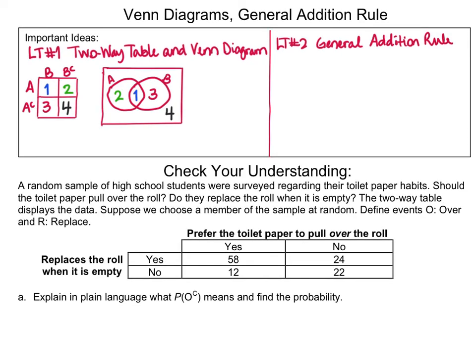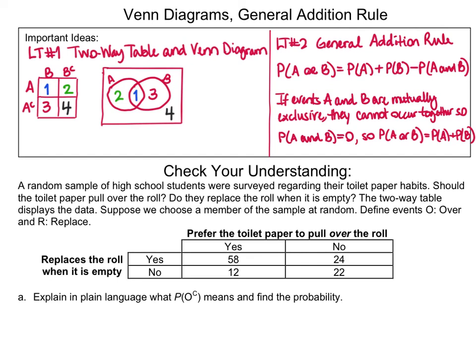Formally, in probability notation, the general addition rule reads, the probability of A or B is equal to the probability of A plus the probability of B minus the probability of A and B. And that means where they overlap. We talked about an addition rule before for mutually exclusive events. And if events A and B are mutually exclusive and they can't occur together, then the probability of A and B is equal to 0, and that would then reduce down to the probability of A or B is equal to the probability of A plus the probability of B.